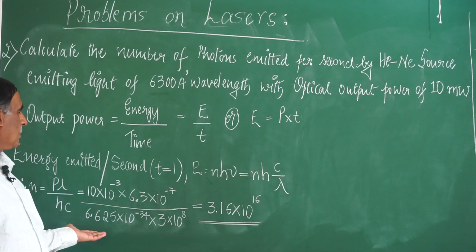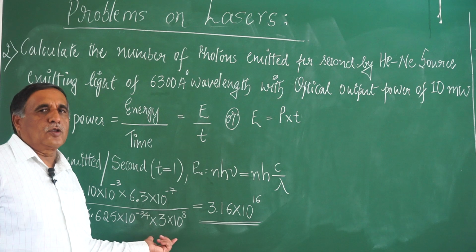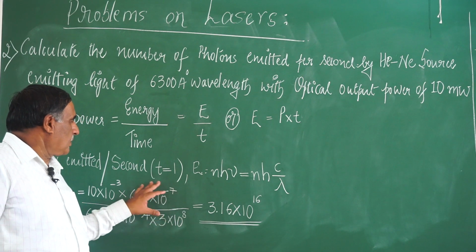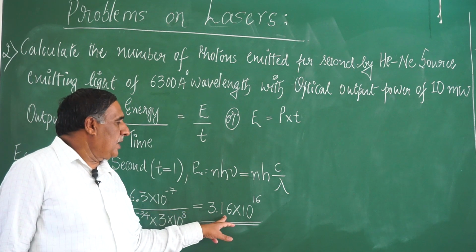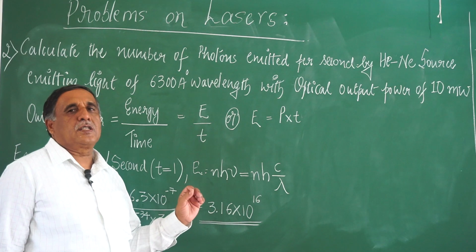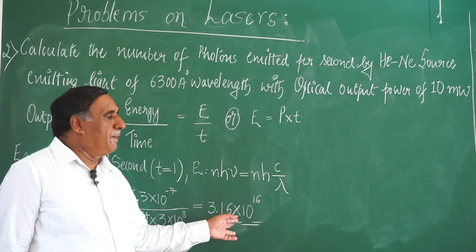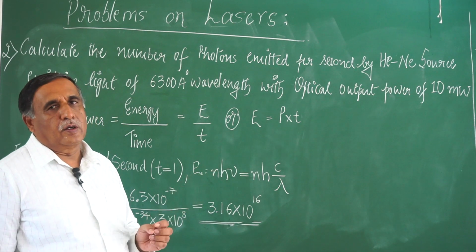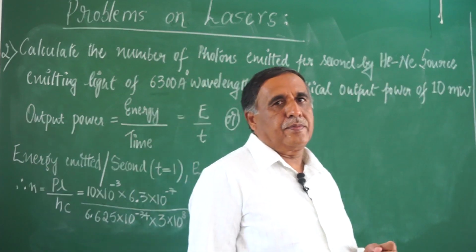Again the value of Planck's constant is 6.625 into 10 raised to minus 34, and the velocity of light is 3 into 10 raised to 8 meter per second. So if you substitute all this in this equation, the answer you get is 3.16 into 10 raised to 16. This gives the number of photons emitted per second from the given helium neon laser. Okay, we will take up the next problem.